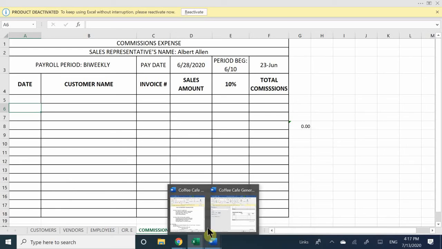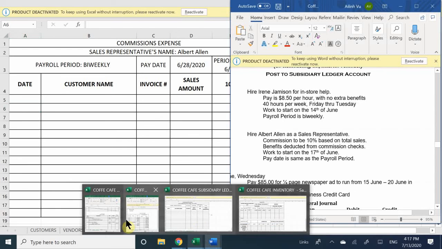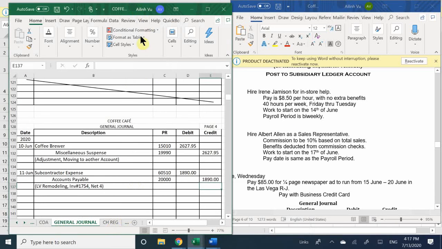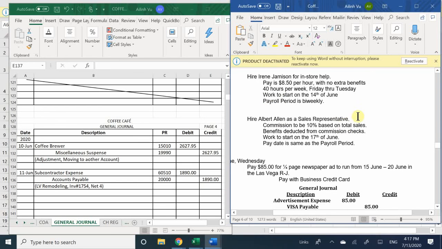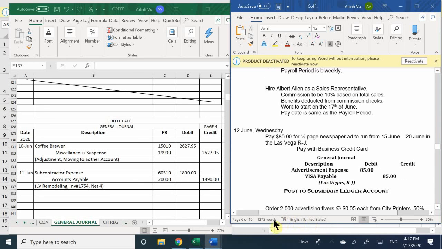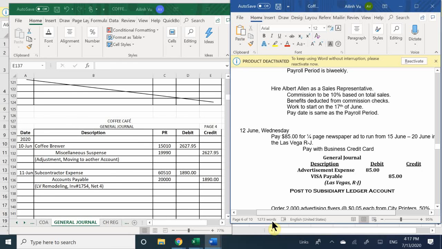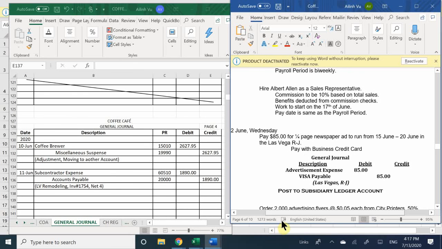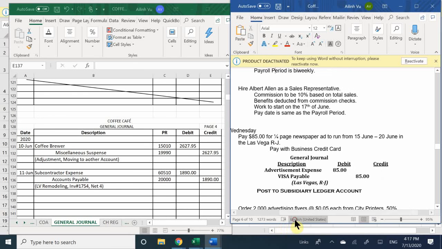Okay? Let's go back to our journal and our scenario. We already have our employees and our independent contractor. So now we can start on Wednesday, June 12th. Here we're going to pay $85 for a half-page newspaper ad to run from the 15th of June to the 20th of June, in the Las Vegas Register Journal.